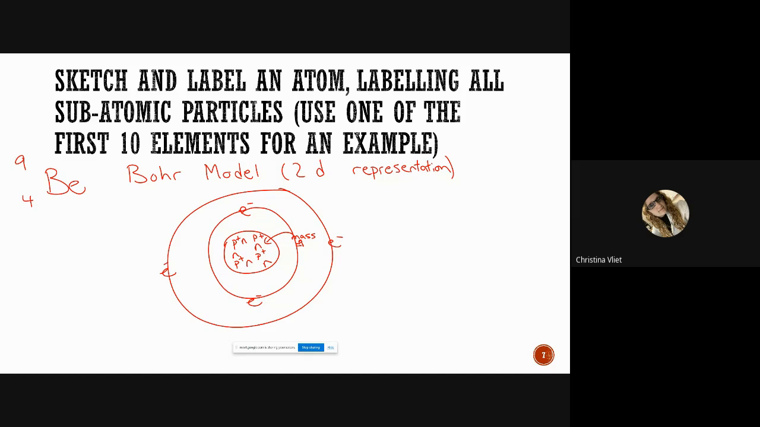Proton, neutron, electron. What's the number of electrons that can fit in the second energy level? 8. That is, I believe, on Friday's lesson, but yes, 8. It's 2, 8, 18, technically.